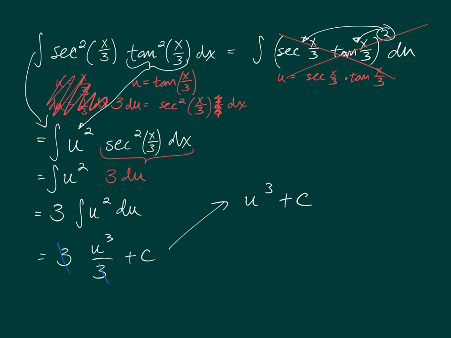And finally, since we started with x's, we have to end with x's. Right now we're still in u. So u is tangent of x over 3. So we finish our answer with tangent of x over 3, the entire thing being cubed plus c. So you can either write your answer this way, or you could, if you wanted to, write your answer this way.